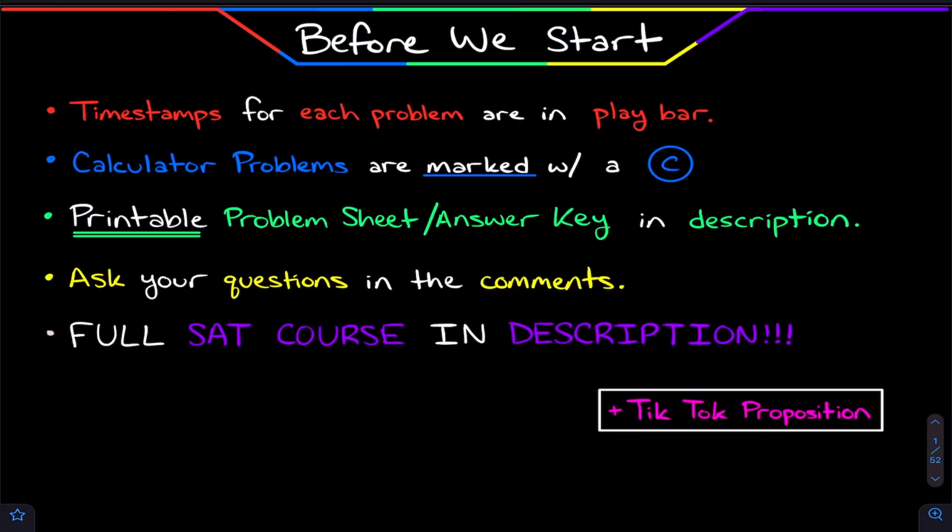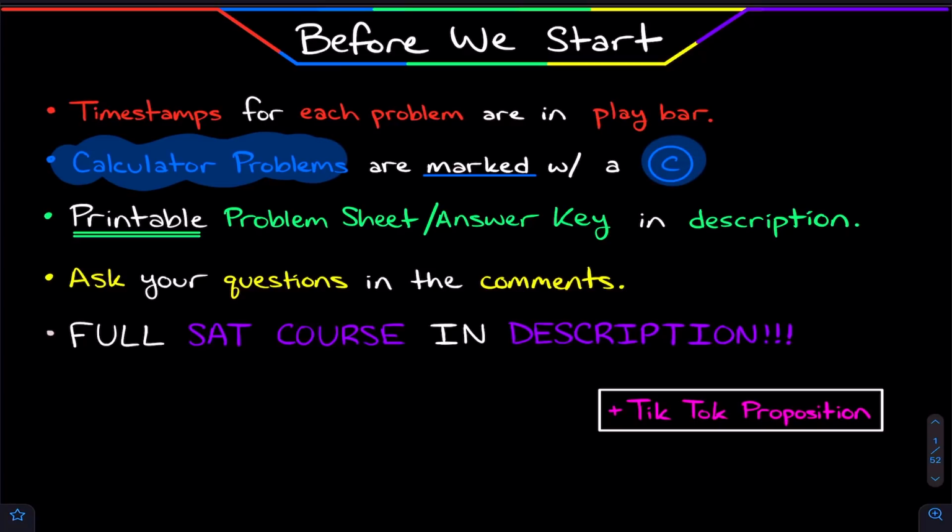As the video goes on, these problems will get more and more difficult, so especially early on, if there's a problem you feel comfortable with and you want to skip to the next problem, I have the timestamps for every single problem right in the play bar. Also, the calculator problems for this video will be marked with a little c. Early on, we do a lot of no calculator problems with some calculator problems mixed in, but the last 20 problems are almost all calculator problems.